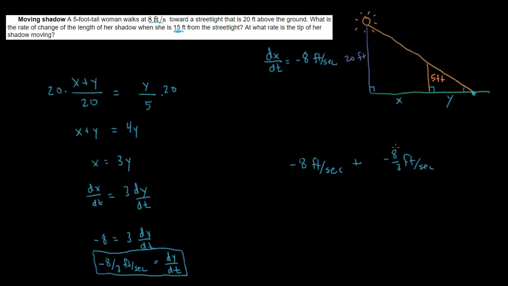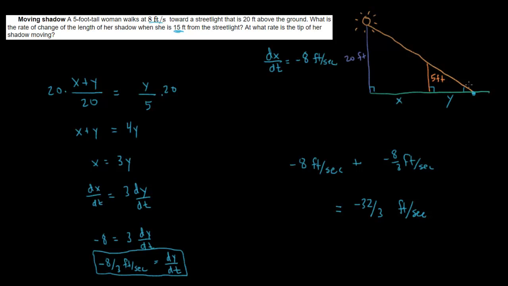So if we add those two rates together, that's how fast the tip of a shadow is moving. So let's see. We have negative 8 and negative 8 over 3. A few common denominator situation here. That would be negative 24 over 3, so negative 24 over 3 minus 8 over 3. If we add those two together, we get negative 32 over 3 feet per second. So that's when the tip is moving.